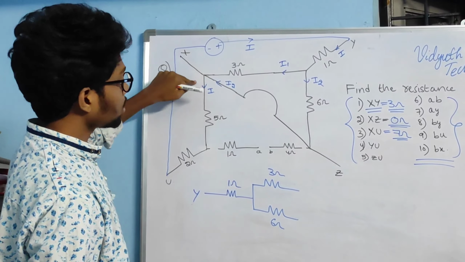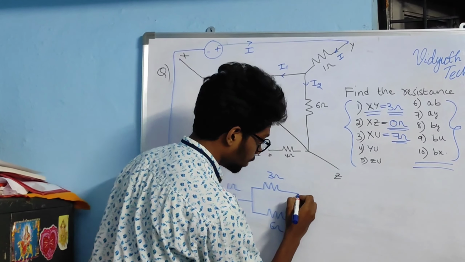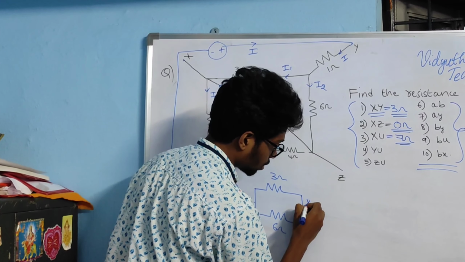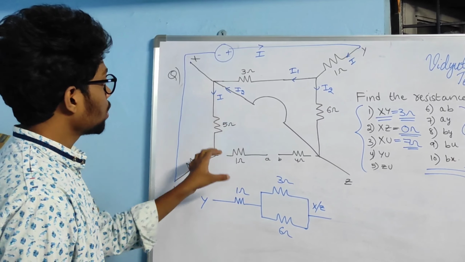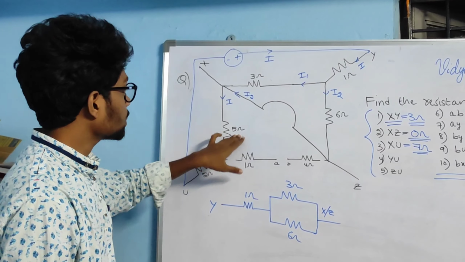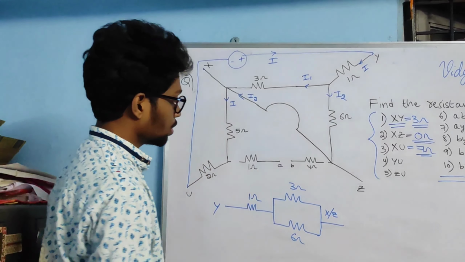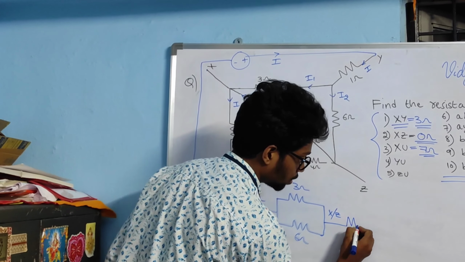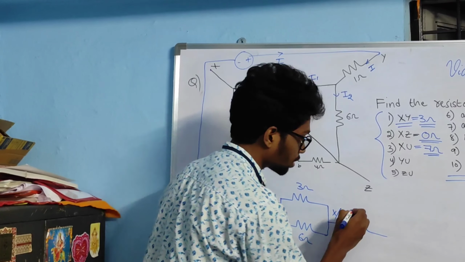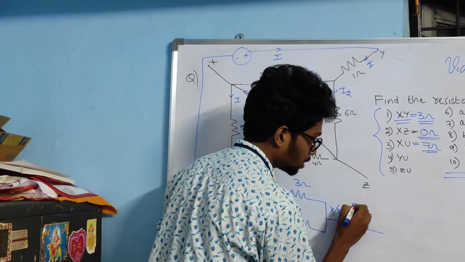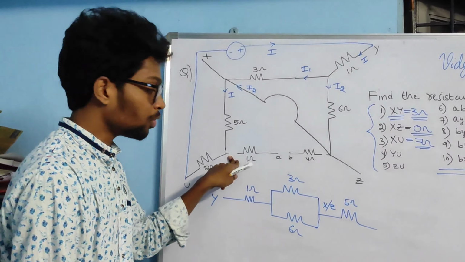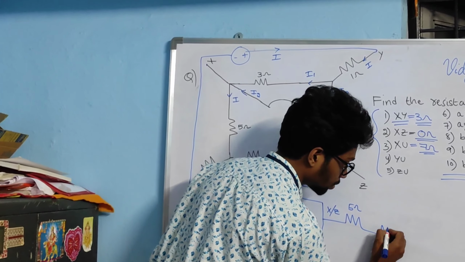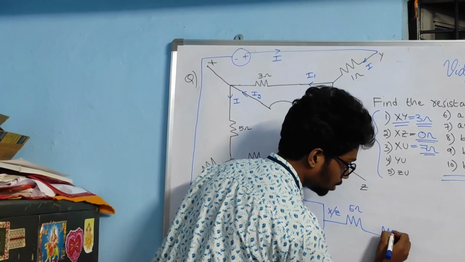This is X terminal, friends, X or Z. Okay, I am taking this as X or Z terminal. After this, the first terminal of resistance 5 is connected to X. So this is the X terminal, right? First terminal is connected to X. So this is 5 ohms, and another resistance 2 ohm is connected to the other terminal of the 5 ohm resistance. So here comes the 2 ohms, and this is U terminal.